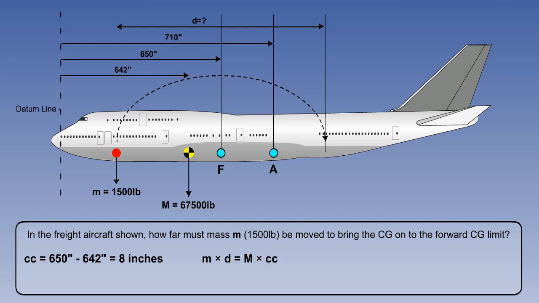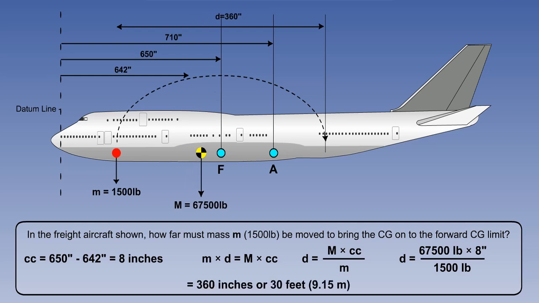m times d equals M times cc. Transpose for the unknown distance the mass is to be moved, d, before entering the known data. Enter the known data for aeroplane mass, M, change of centre of gravity, cc, and mass to be moved, m. Having entered the data, we can now solve for the distance the mass has to move, d, to bring the centre of gravity onto the forward limit, which equates to 360 inches.